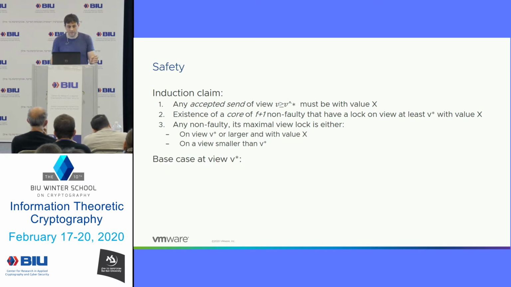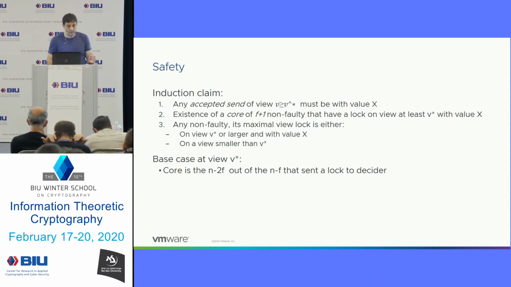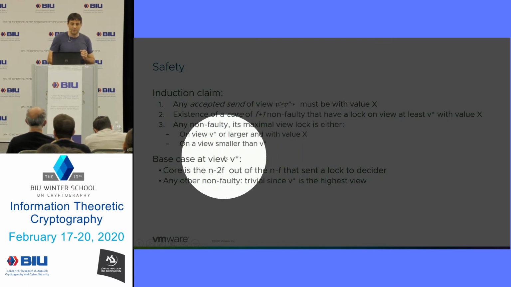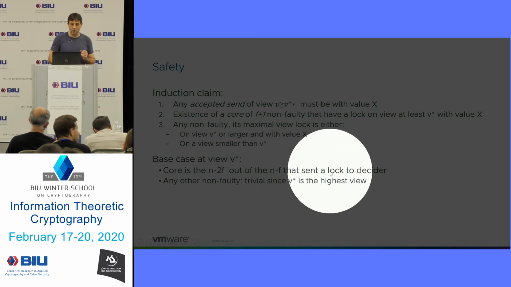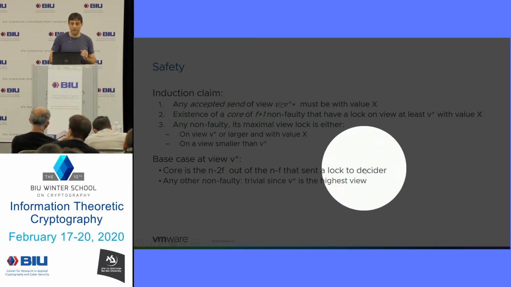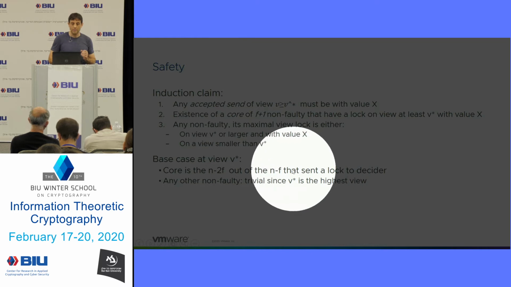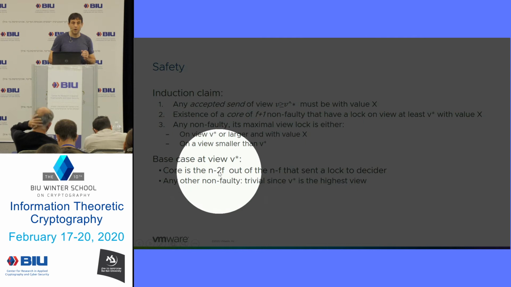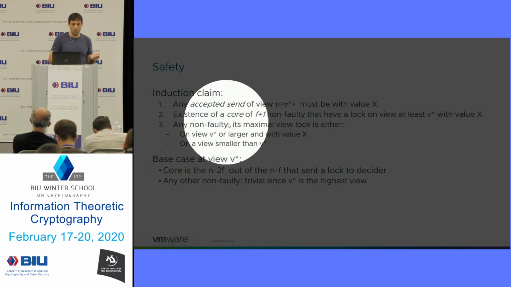It's again pretty simple. So let's look at the first round, the base case at round V star. In view V star, what we are guaranteed is that if somebody decided in V star, it means that there were n minus f that sent a lock to the decider. Remember that the way you decide is by receiving n minus f locks. But if somebody received n minus f, it means that n minus 2f out of them are non-faulty. N minus 2f is at least f plus 1, and so this is the core of f plus 1.